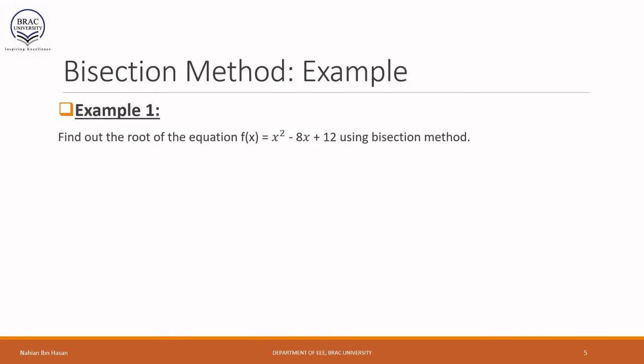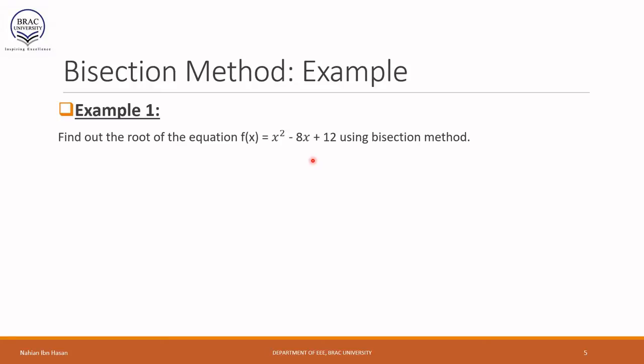So let's say we have a function f(x) = x² - 8x + 12. Our question is to find the root of this equation using the bisection method. So what we need to find is any value of x for which the function value turns out to be 0. That is the definition of finding a root.